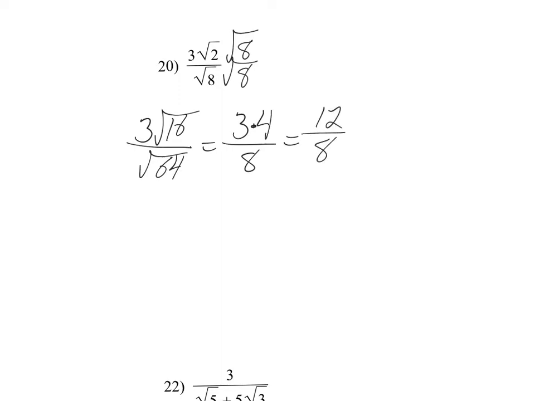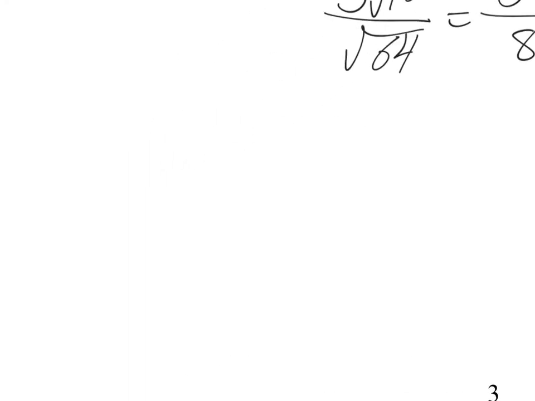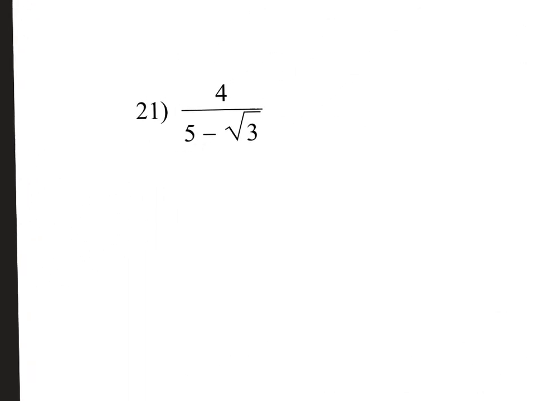I can simplify this some though. So let's pull out a 4 from each. 12 divided by 4 is 3. 8 divided by 4 is 2. So 3 halves. Okay, the next one.